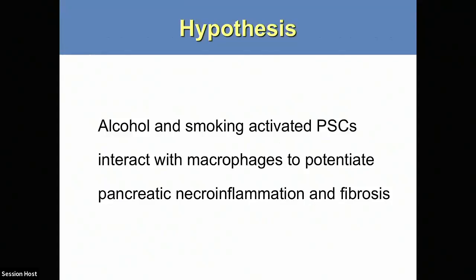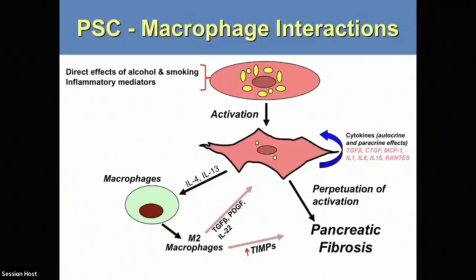We hypothesize that alcohol and smoking activated pancreatic stellate cells interact with macrophages to potentiate pancreatic necroinflammation and fibrosis. The concept is shown on this slide.